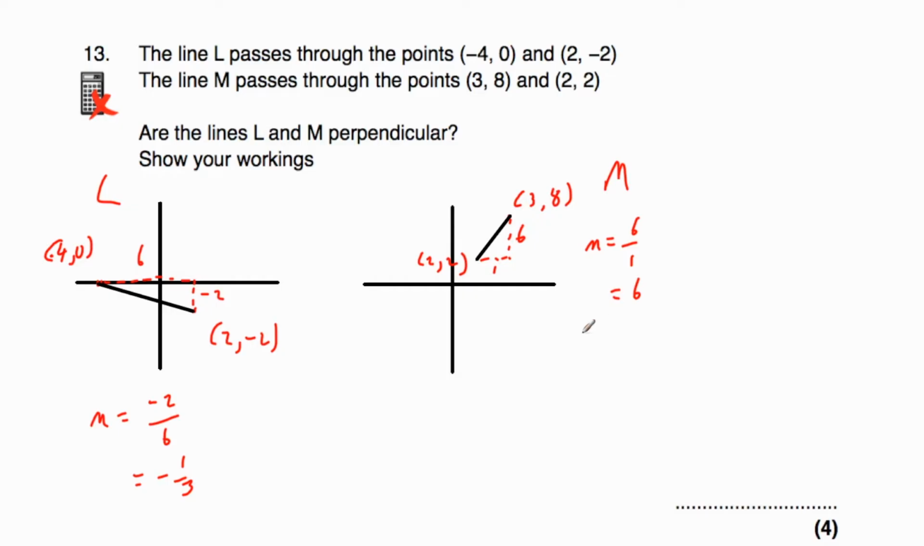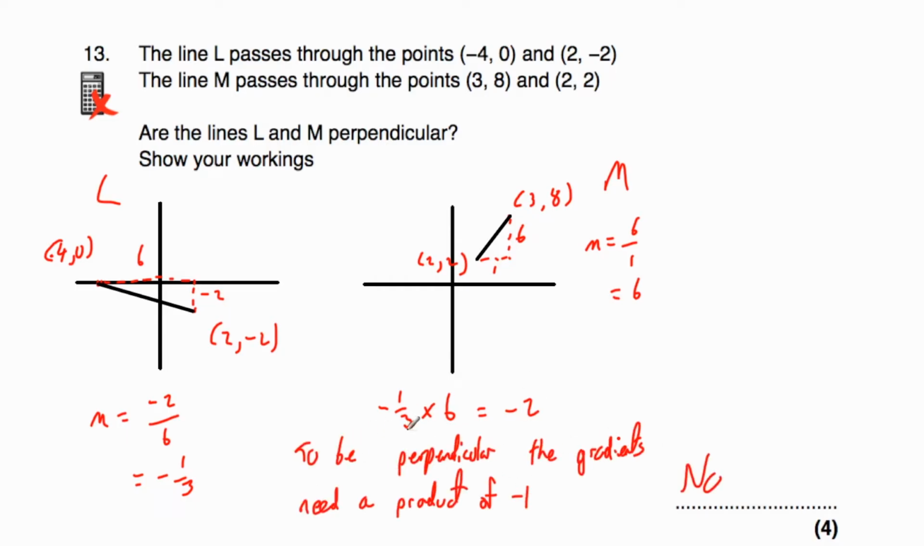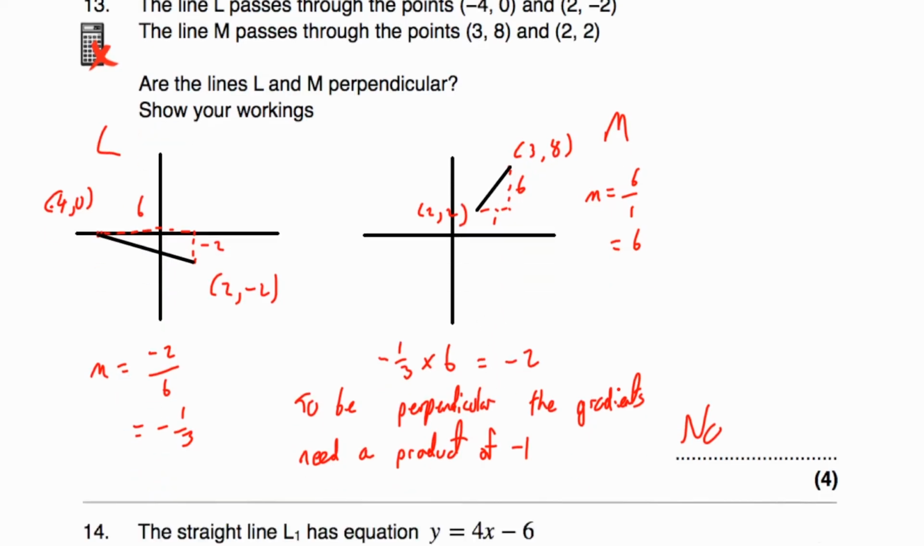that gradient either. Or another way, and the way I'm going to show it is the two gradients, if they're perpendicular, will times together to be -1. And -1/3 multiplied by 6 is equal to, and 1/3 of 6 is equal to 2, so -1/3 of 6 would be equal to -2, and that's not equal to -1, so no. And that's it. So I've just said, no, to be perpendicular, the gradients need to have a product of -1, and that's it. Okay, let's have a look at question number 14.